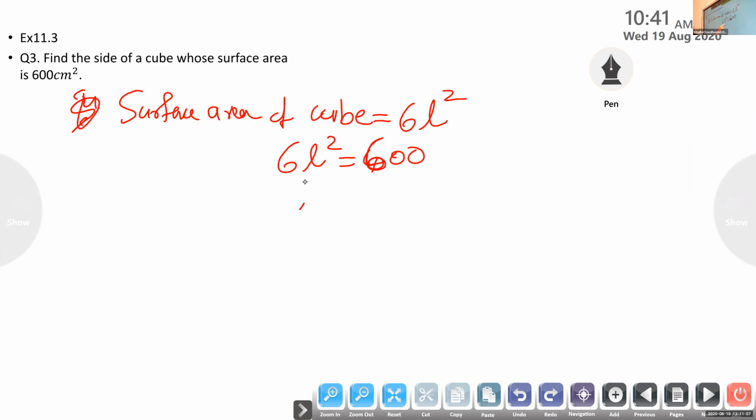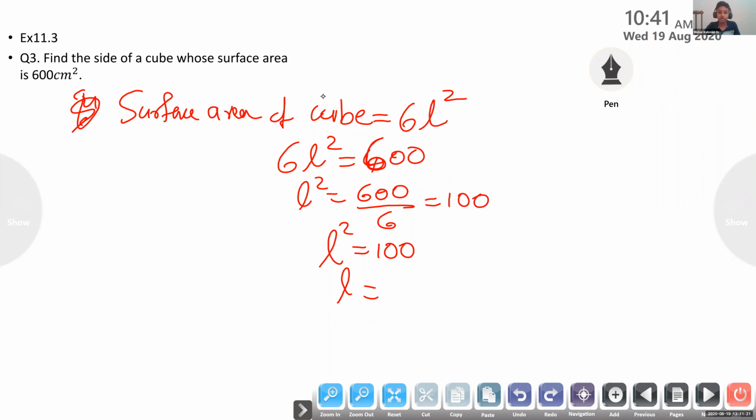It is given 6L square equal to 600 centimeter square. So L square equal to 600 divided by 6 equal to 100. So L square equal to 100. When we multiply two numbers, we are getting 100. So which number is that? Yeah. Ma'am, 10 into 10. When we multiply 10 twice, that is L twice, L square. L equal to 10, L square equal to 100.